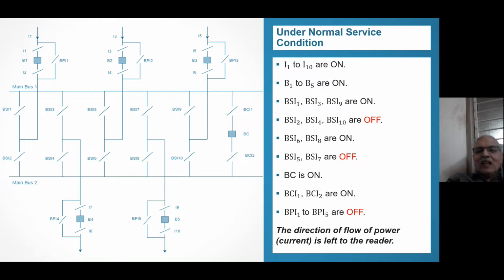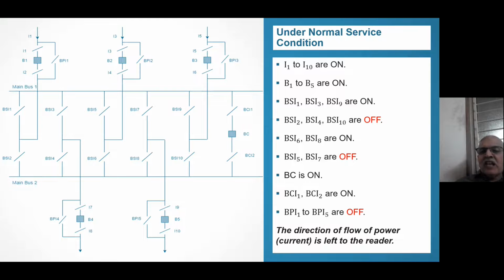Now, what is the normal condition? The diagram is repeated and the normal condition is shown. I1 to I10 are on, obviously. All isolators you have to keep on. B1 to B5 on. That obviously you have to keep on in normal condition. Power is flowing under normal condition.